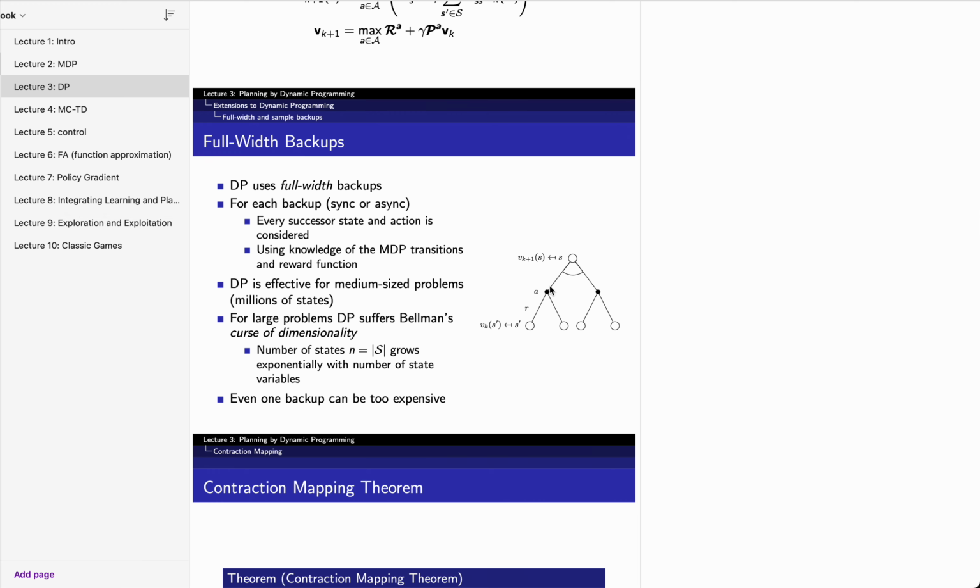So instead of calculating all these branches, I'm just going to take one of the samples, and one of the samples will be sufficient to at least improve the value functions a little bit. But after several iterations, it proves that using just sampling, just taking one of these routes, also helps to converge and find the optimum solutions.